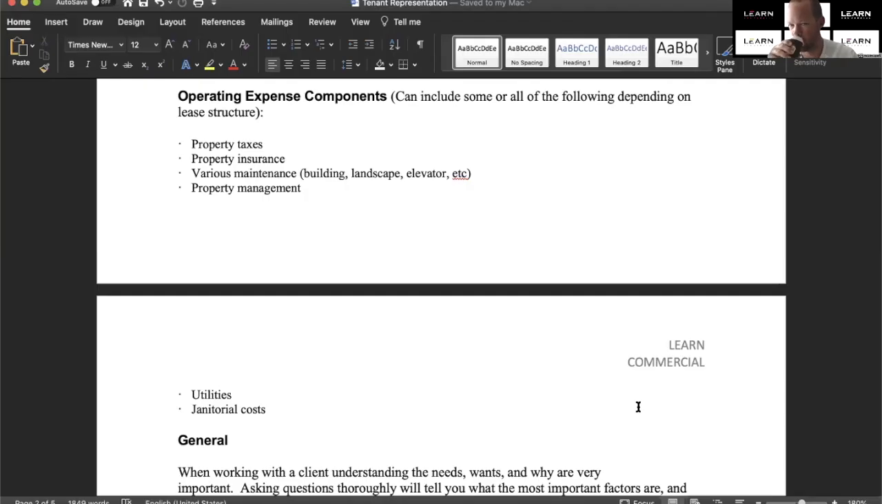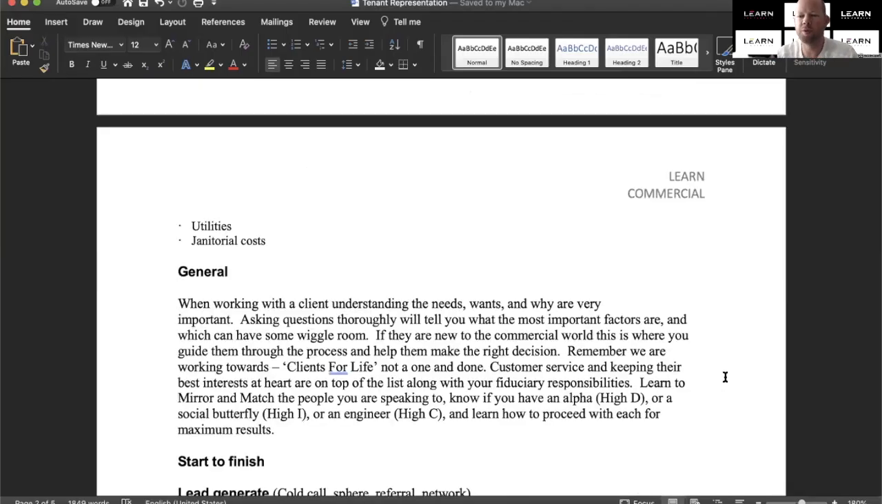So generally, when working with the client, understanding the needs, wants, and why are very important. Asking questions thoroughly will tell you what the most important factors are and which can have some wiggle room. If they're new to the commercial world, this is where you guide them through the process and help them make the right decision, right? Because some people just have analysis paralysis. Well, I don't know about this location. I don't know. And sometimes they just have to get started. Every day they're not in business, they're losing money, right?